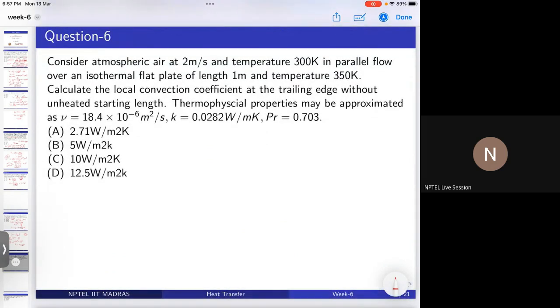We consider air at 2 meter per second and a temperature 300 Kelvin in a parallel flow over an isothermal flat plate of 1 meter and temperature 350 Kelvin. Calculate the local convection coefficient at the trailing edge without unheated starting length.